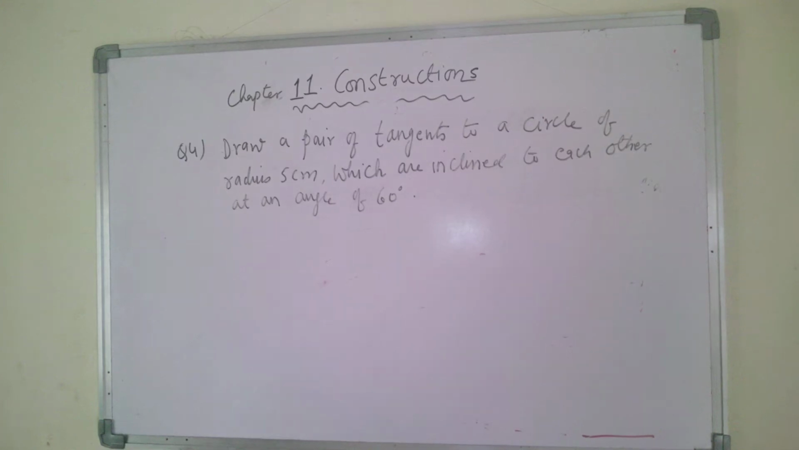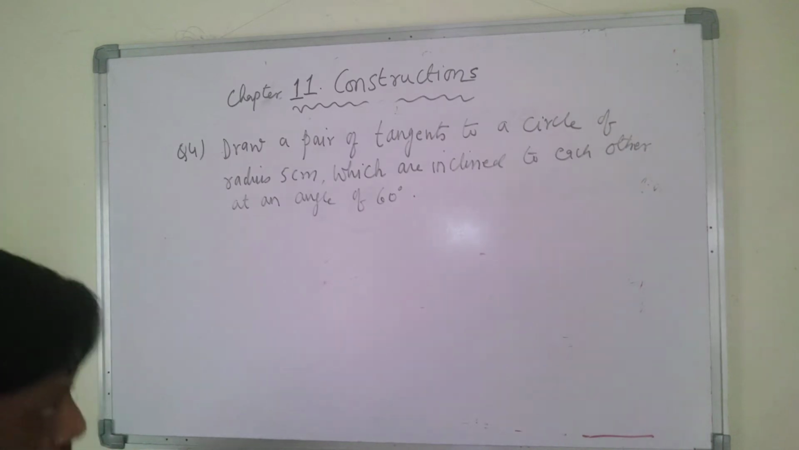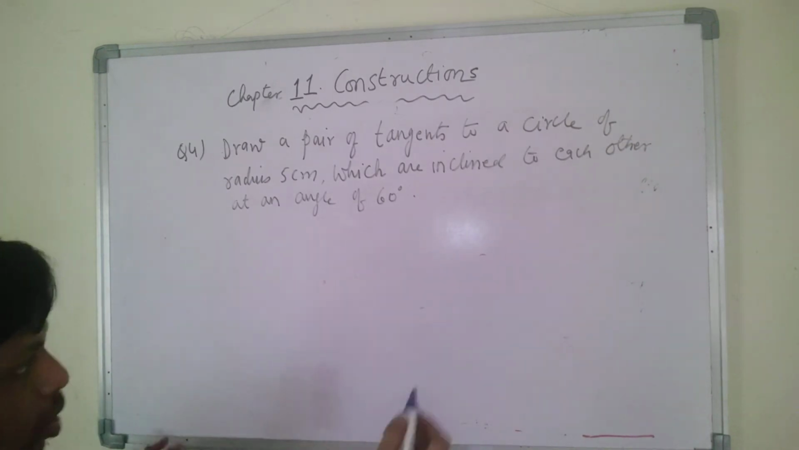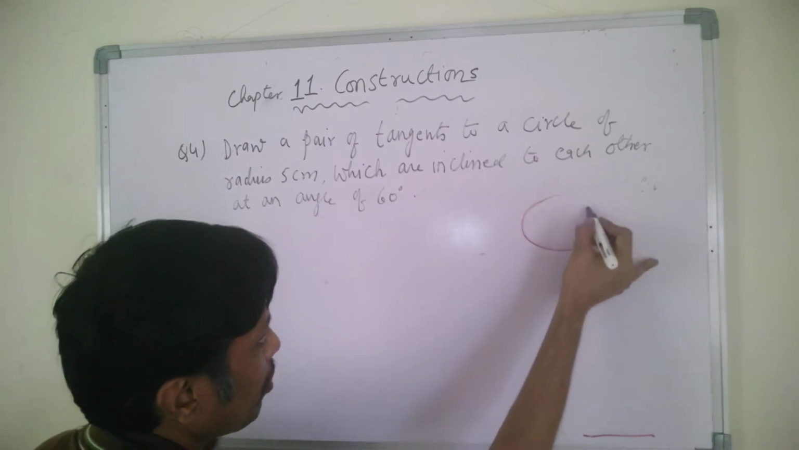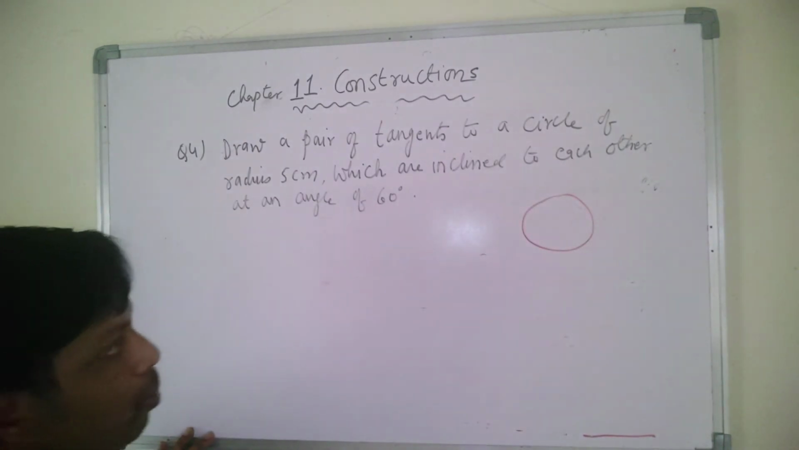So let us discuss question number 4. Draw a pair of tangents to a circle of radius 5 centimeter which are inclined to each other at an angle of 60 degree. Means these two tangents make an angle of 60 degree with each other. So what I'm trying to say is that, I'm drawing a rough figure in order to explain you.